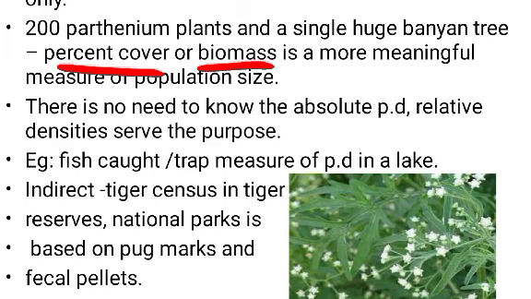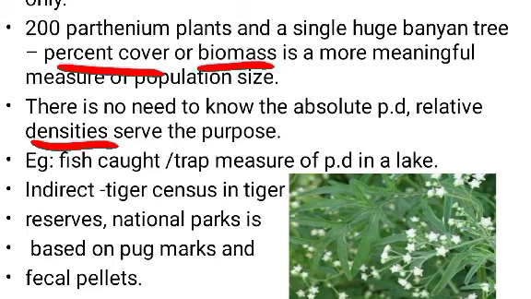So in such cases we can say relative population density can be used. There is no need to know the absolute population density. Relative densities will serve this purpose. For example, we can say the fish caught per trap. The number of fish caught per trap will give the measure of the population density of fish in a lake.